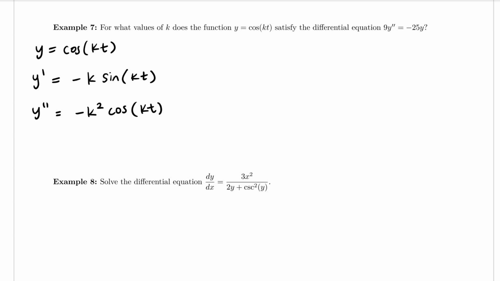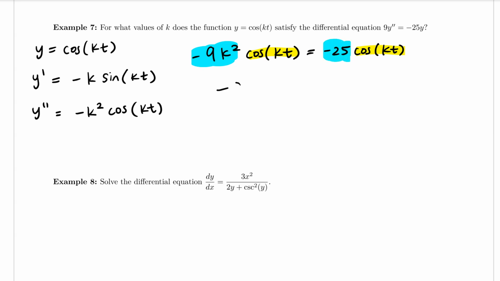Now I want to plug those values into our differential equation. So I have 9 times negative k squared cosine of kt is equal to negative 25 times our y value, which is cosine of kt. I'm just going to compare the coefficients, because we have cosine of kt on both sides, so their coefficients should be equal.